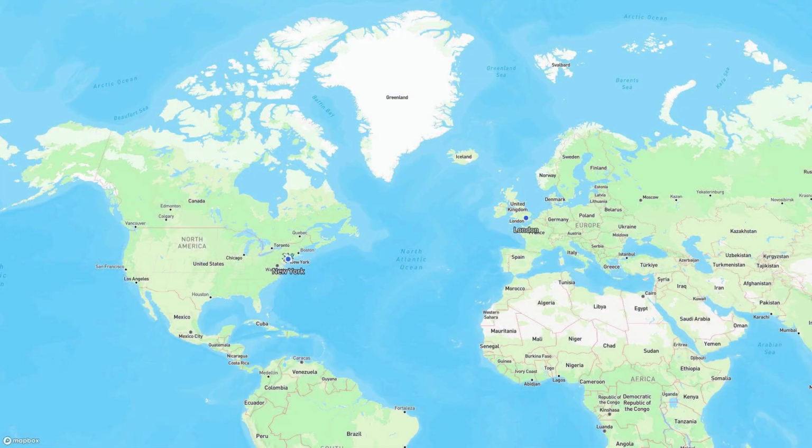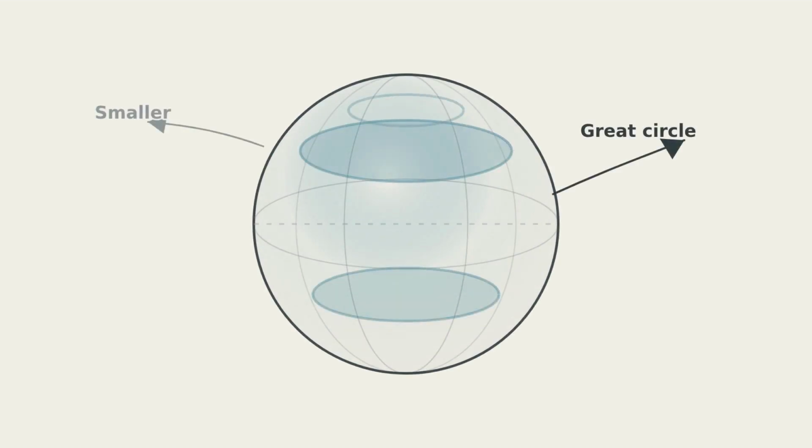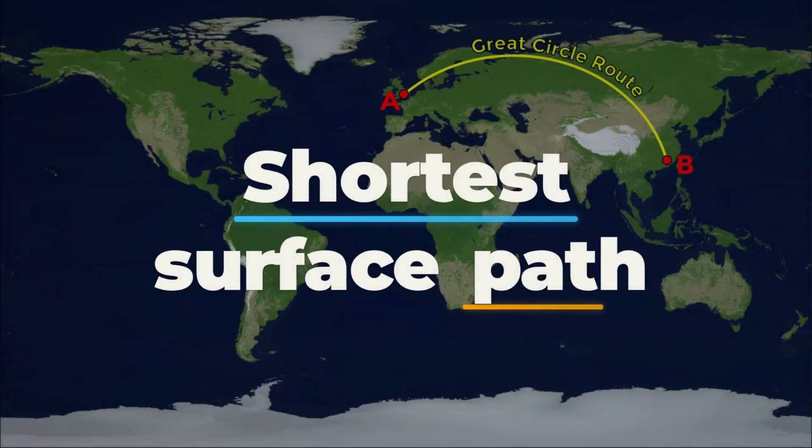globe. Stretch a string from New York to London, pull it tight, and the line does not wander for decoration. It follows a great circle, the largest possible circle you can draw around a sphere. On a round Earth, that is the shortest surface path between distant points.